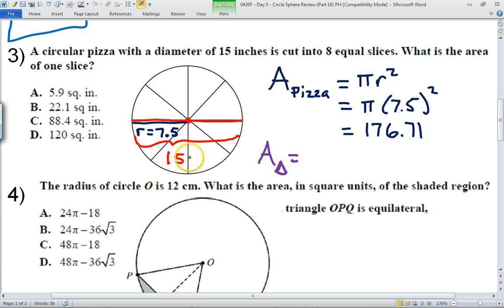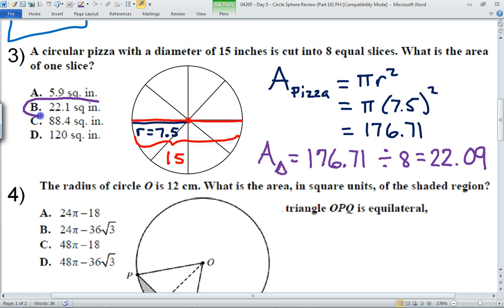Since there are 8 slices that are equal, I should be able to simply take the total area and divide by 8. So the area of one slice should be 176.71 divided by 8. Just put that in your calculator. I got 22.09. Looking at my answers, that would round nicely to 22.1 square inches. So for one slice, the answer is B.